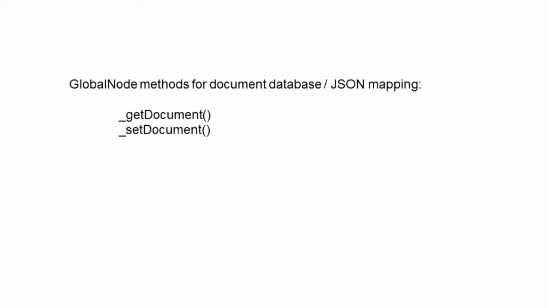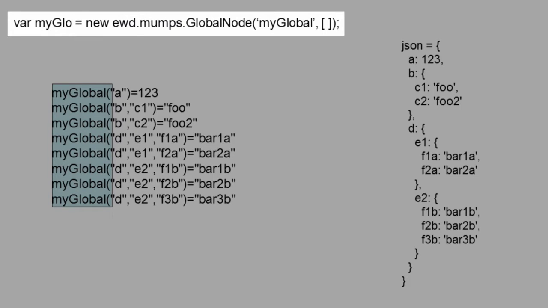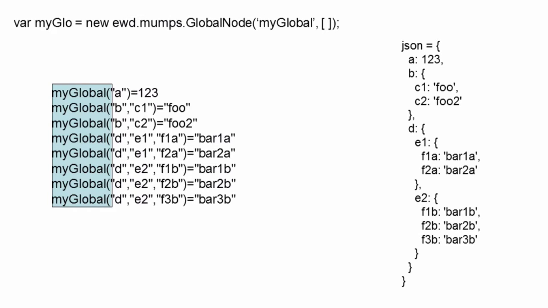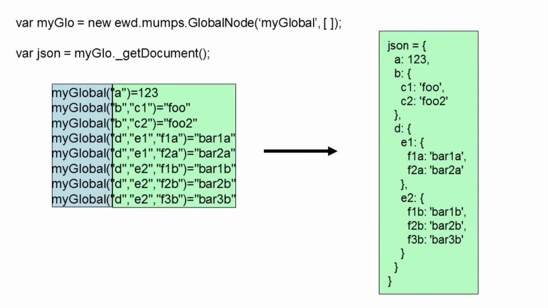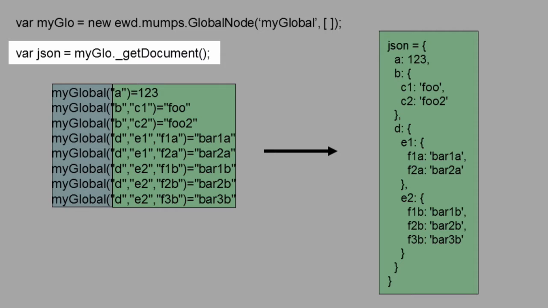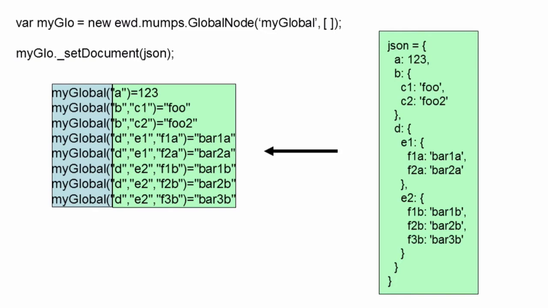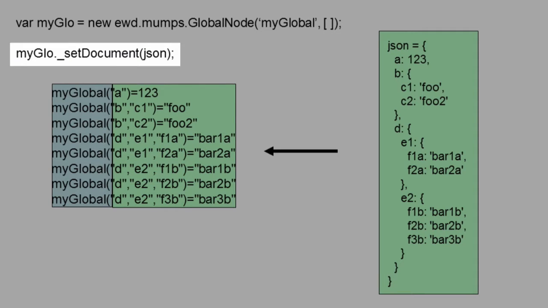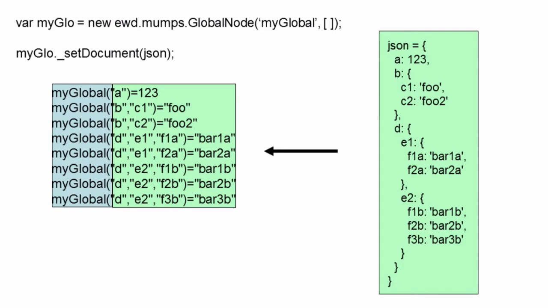Well, global node objects have two methods available to them for exactly this purpose. They're named getDocument and setDocument. Let me explain how they work. Suppose we instantiate a top-level global node object for this example global, as represented by the blue rectangle. To create the JSON document on the right, from the global on the left, we simply invoke the top-level global node object's getDocument method. And to do the reverse, to create a global on the left that represents and persists the JSON document on the right, we simply invoke the global node object's setDocument method, passing the JSON object as the method's argument. So let's see these two methods in action for real.